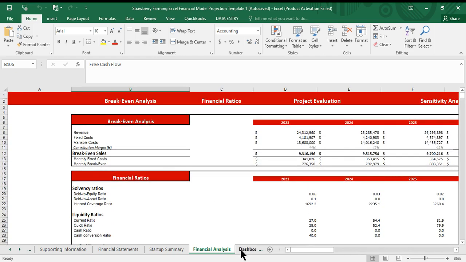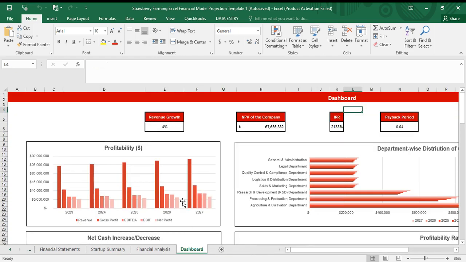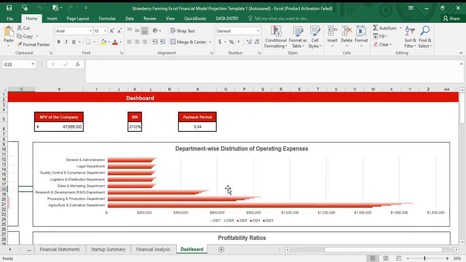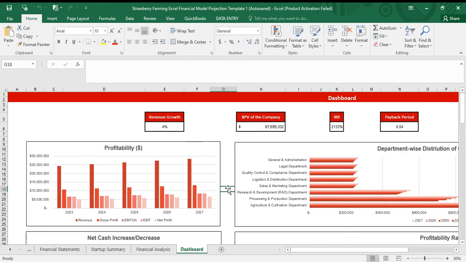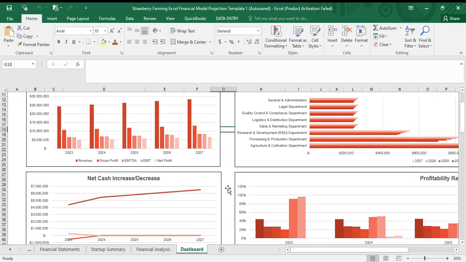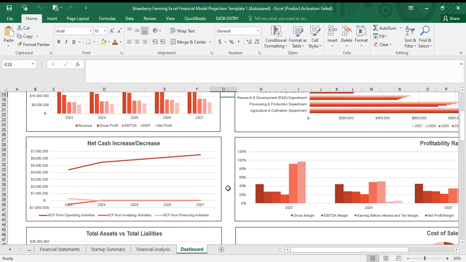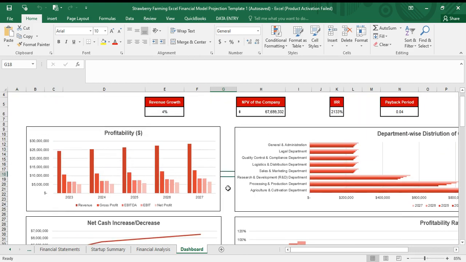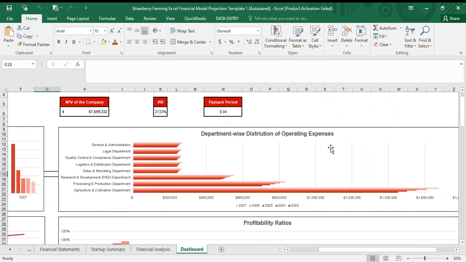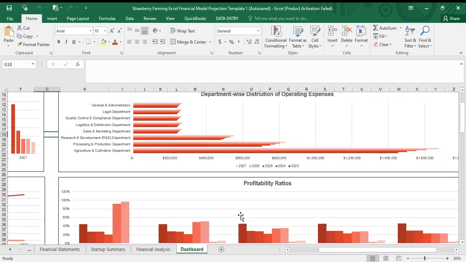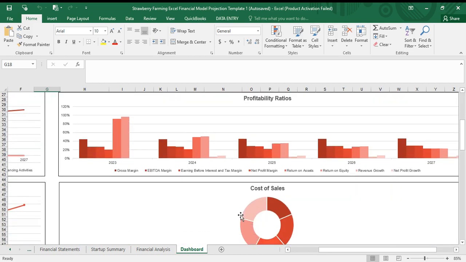Last, the last sheet shows the dashboard. The dashboard is a graphical representation, or you can say the diagrammatic representation for all the financials that we have calculated in the previous sheets. These include total profitability, net cash increase or decrease, the department-wise distribution of operating expenses, similarly the profitability ratios, and so much more.